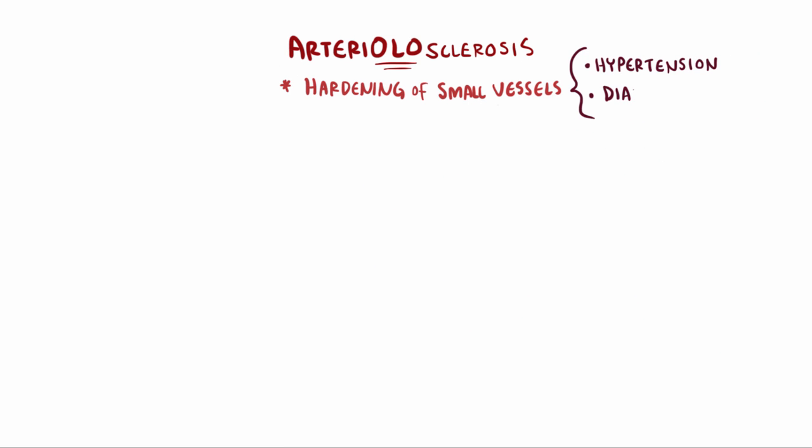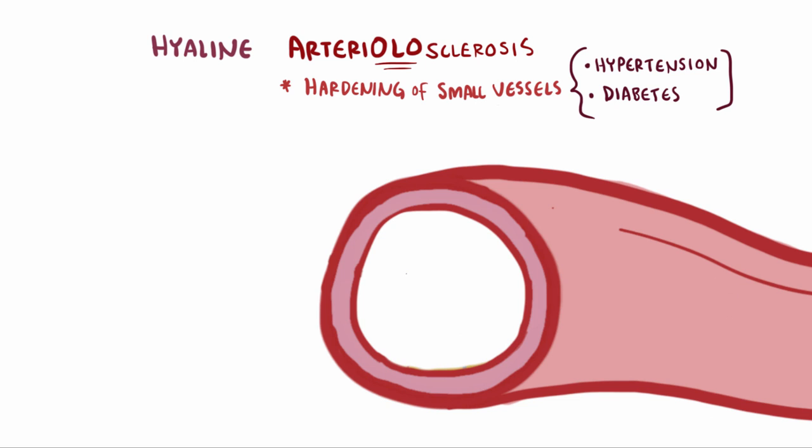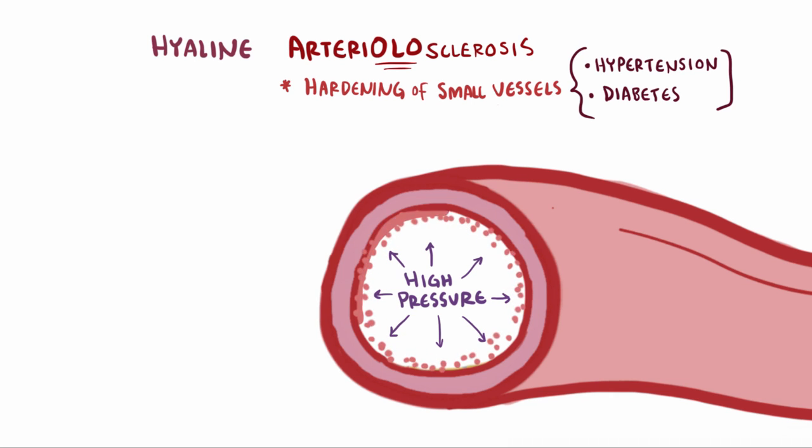So the last arteriosclerosis category we'll talk about is arteriolosclerosis. Arteriolosclerosis is a category of blood vessel hardening diseases that affect small blood vessels and is caused by high blood pressure and diabetes. Hyaline arteriolosclerosis is one type of arteriolosclerosis where instead of a buildup of plaque on the walls of the arteries, the high blood pressure blood flowing through the blood vessels causes proteins floating around in the blood to leak into the blood vessel walls.